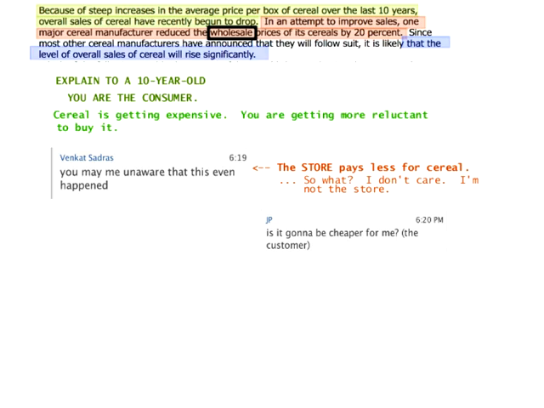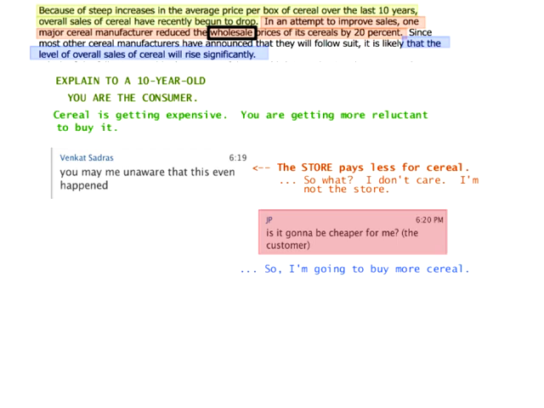Is it going to be cheaper for me? Well, I don't know that. They didn't go there. So then what they're doing, the last statement, level of overall sales, again, that's a little bit too abstract. Like a 10-year-old's not going to understand that. But as me, the consumer, that means I have to buy the cereal. I have to buy more cereal. So I'm going to buy more cereal.